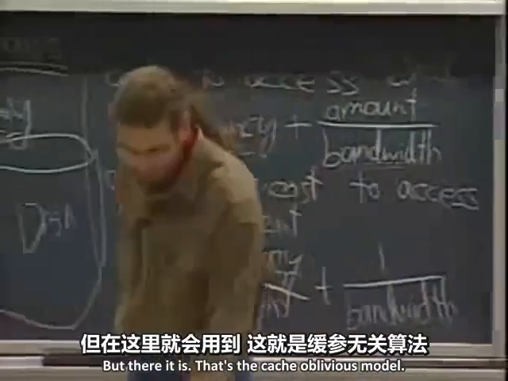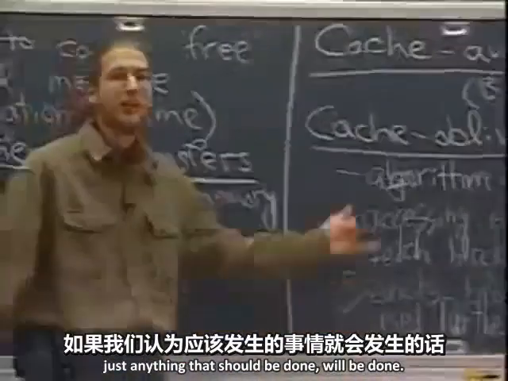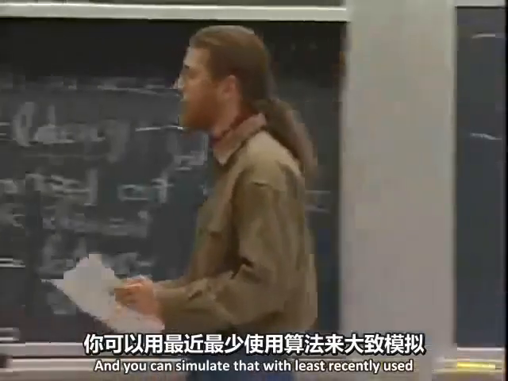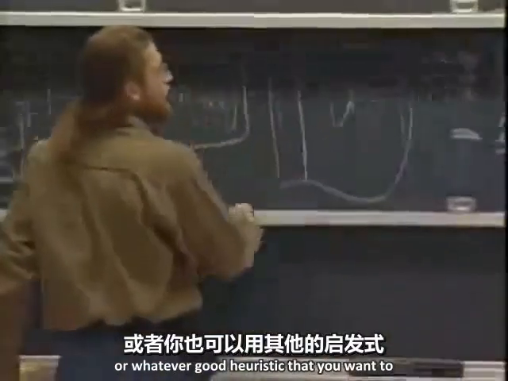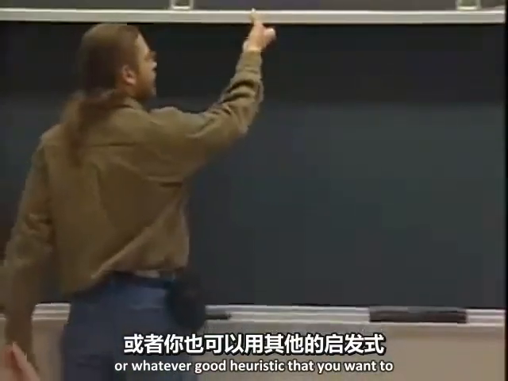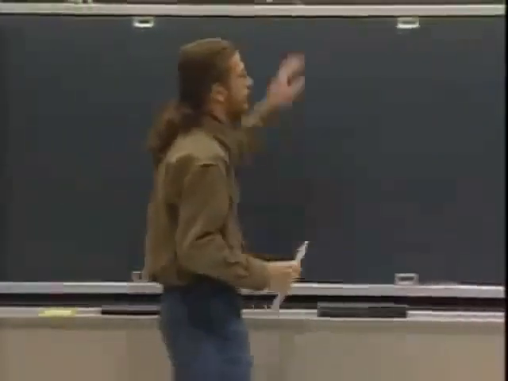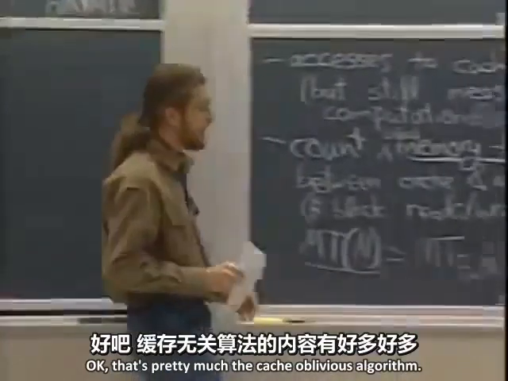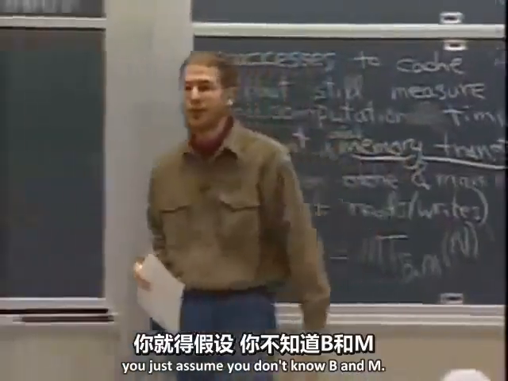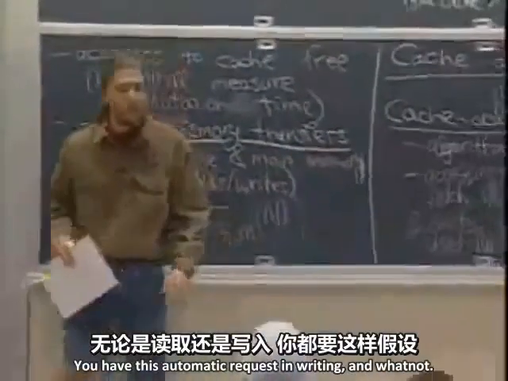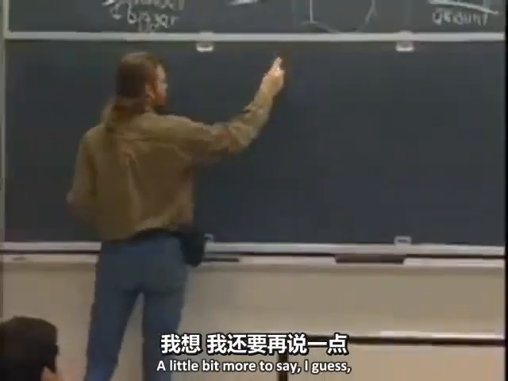That's the cache-oblivious model. It makes things cleaner to think about. Just anything that should be done will be done. And you can simulate that with least recently used or whatever good heuristic that you want that's competitive against the optimal. Okay, that's pretty much the cache-oblivious algorithm. Once you have the two-level model, you just assume you don't know B and M. You have this automatic request and writing and whatnot. A little bit more to say, I guess.